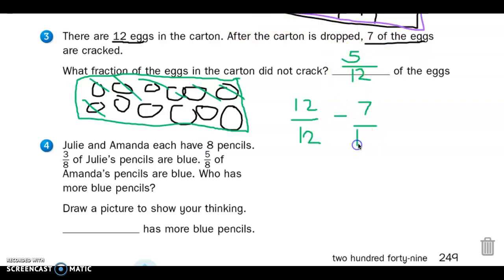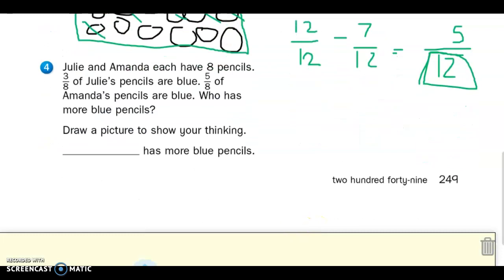Well, we know our denominator always has to stay the same. So if I subtract 7 from 12, take away 7, I have 5 left out of my 12. Because remember, the bottom has to stay the same because that's my whole. So now I have 5 twelfths that are not cracked. Look, 5 twelfths. Amazing.